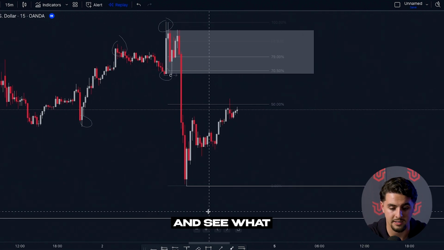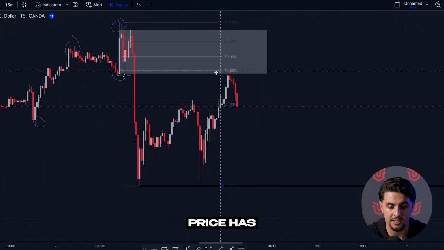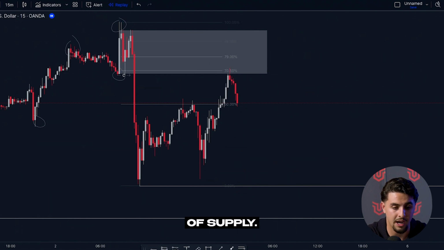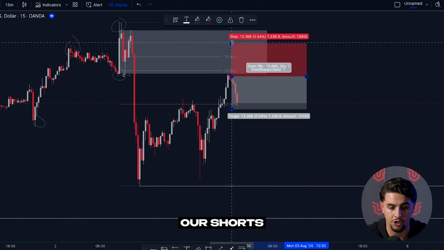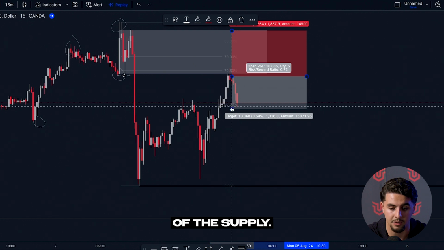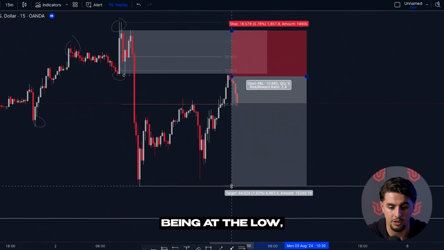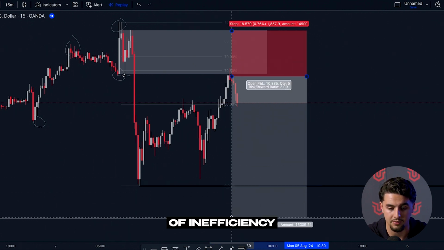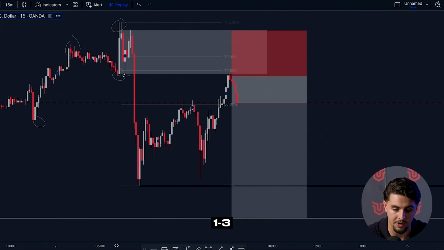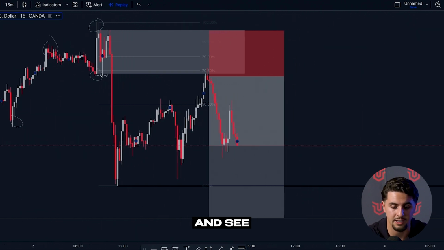Let's go ahead and see what price does. As you can see, price has now tapped into our 70.5 level, which was in line with our level of supply. So now we've gone ahead and executed our shorts with stops at the high of the supply. Take profit 1 being at the low, take profit 2 being at that area of inefficiency for a very nice 1 to 3. So let's go ahead and play price and see what ends up happening.